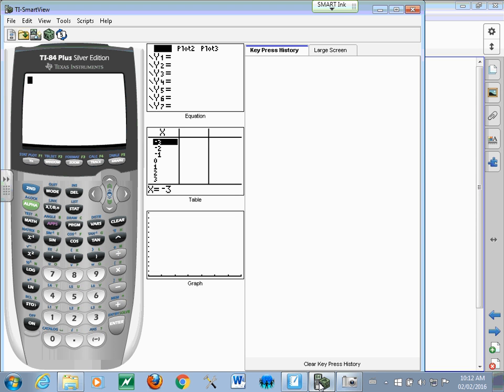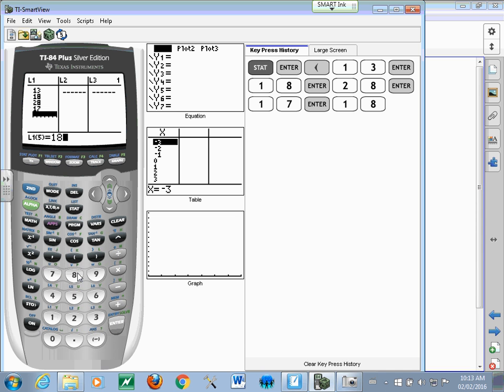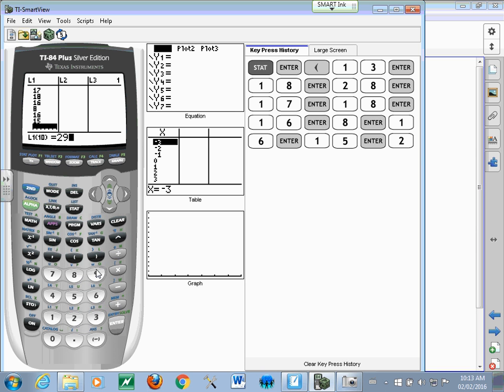Okay, and then the next step is to enter your data. So I'm going to press the stat button and then enter. Make sure you've got L1, L2, L3. If you do not, let me know and I will fix that. That's just a computer glitch. So now we're going to type our data into L1 just as it's shown. I'm going to go 13, enter, 18, enter, 28, enter, 17, enter, 18, enter, 16, enter, 8, enter, 16, enter, 15, enter, 29.